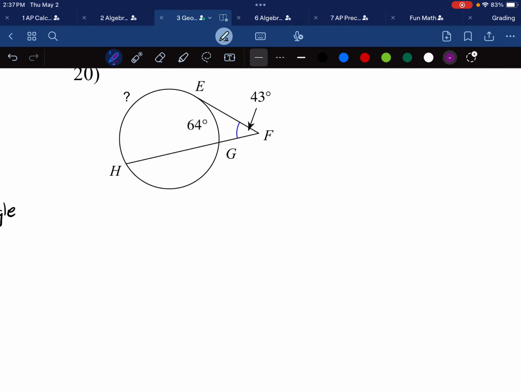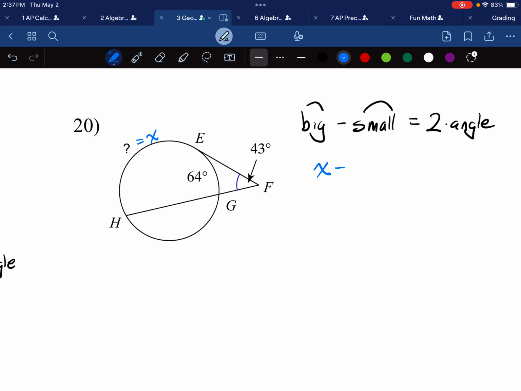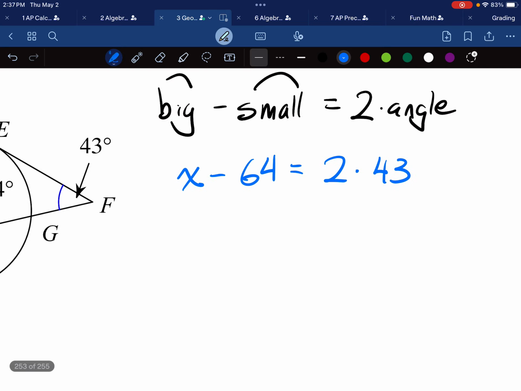Moving on to number 20. Kind of the same idea. You're doing the same equation where you do the big arc minus the small arc, and that's going to be equal to 2 times the angle. The big arc here I'm going to call x. So what I have is an equation: x minus the small, which is 64, is equal to 2 times the angle, which is 43. Just need to solve for x here.